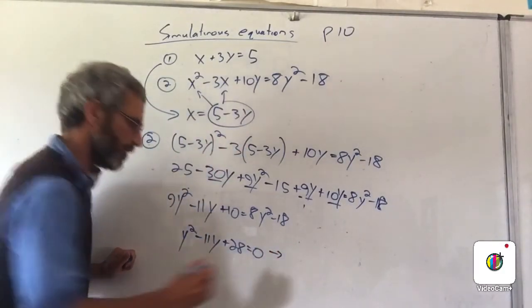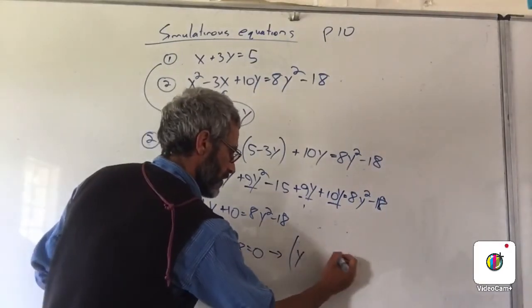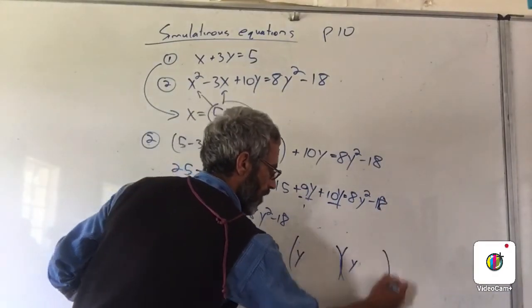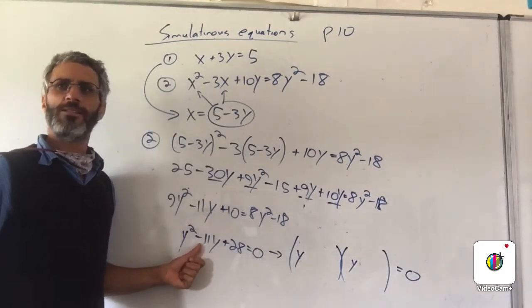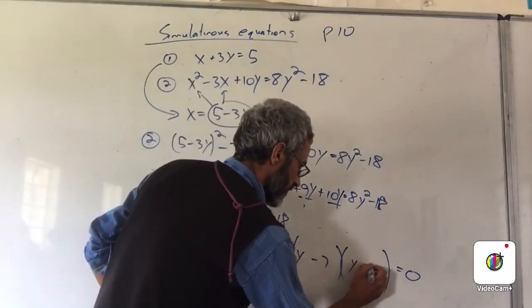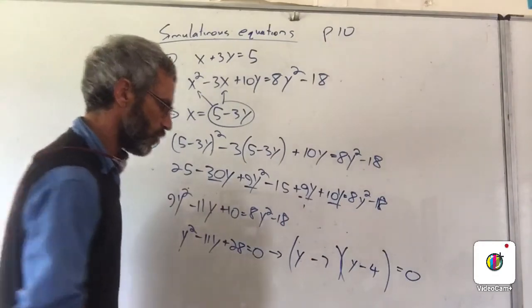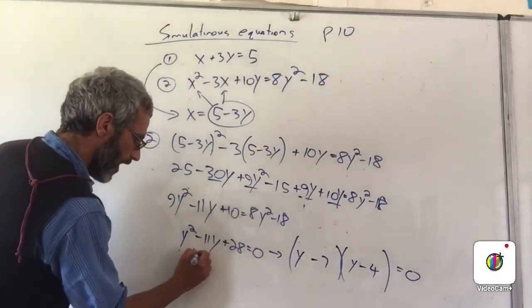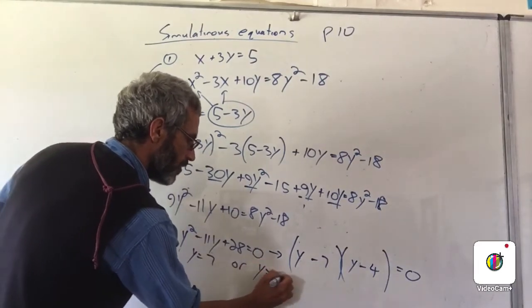Yes, sir. Okay. So y, it's an easy one, right? Because it's just 1y squared. So y, y. Two numbers: minus 7, minus 4. They multiply to 28 and they add to minus 11. Sorted. We've got two answers: y equals 7 or y equals 4.